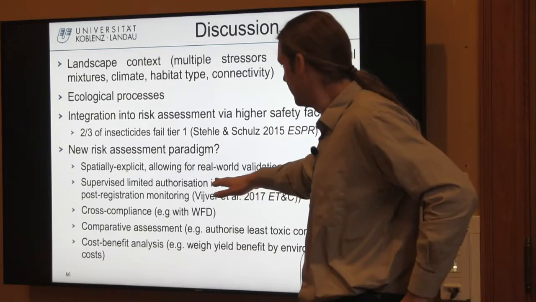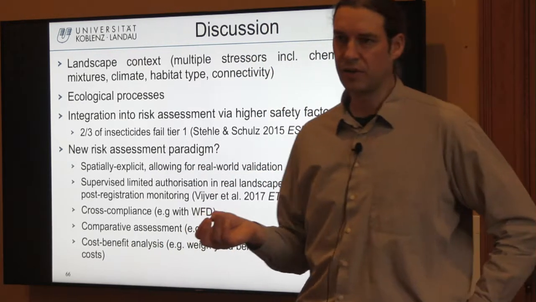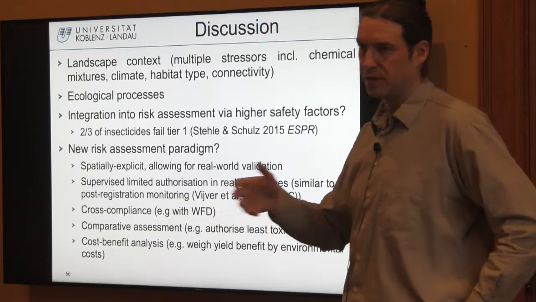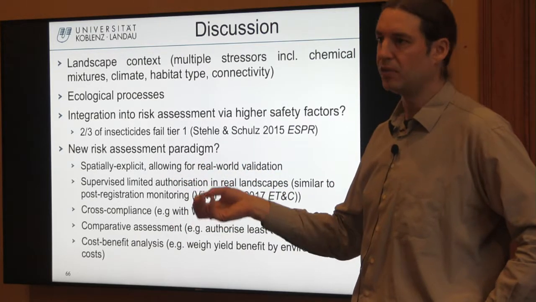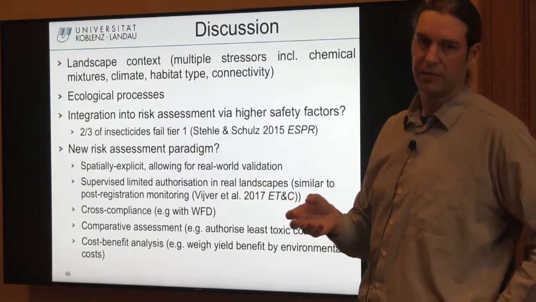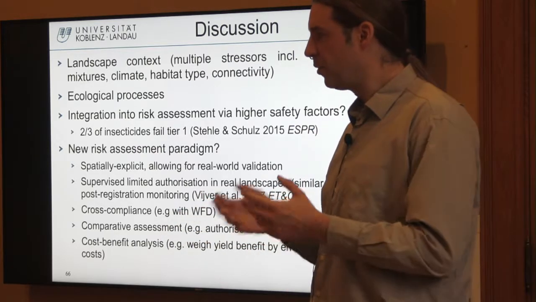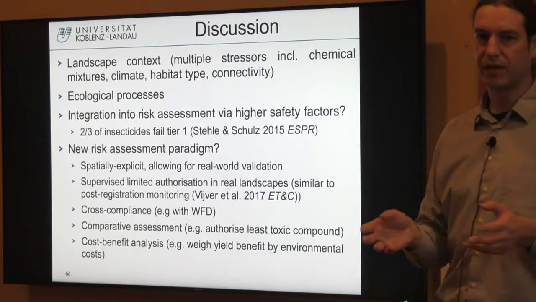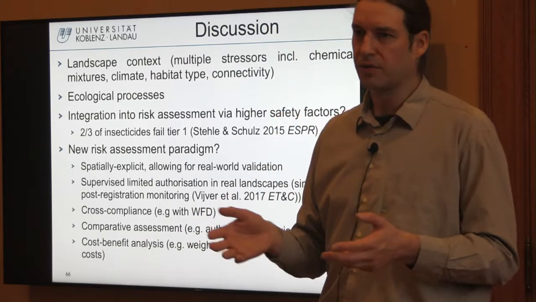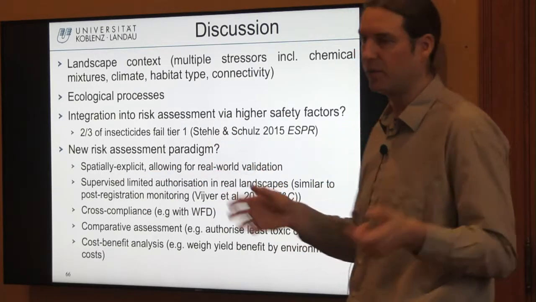And what we said was, well, what we probably need is a more spatially explicit risk assessment that considers real landscapes and allows for real-world validation. I mean, even a mesocosm cannot be revalidated against a real stream situation. The same holds for, we were doing a study for the German EPA, where we were looking at the FOCUS scenarios, and those scenarios, these streams that are used in FOCUS, they are more or less not occurring in the landscape with these sizes, 1 meter wide or 70 centimeter deep or whatever.